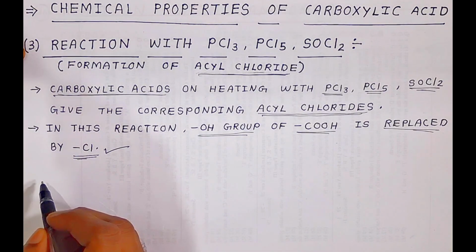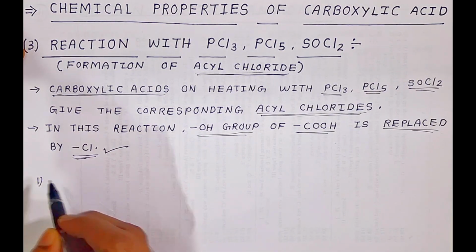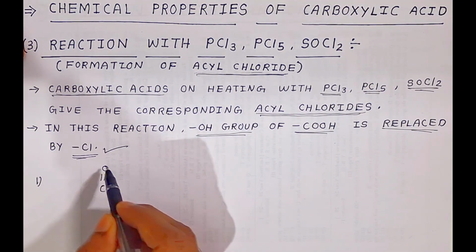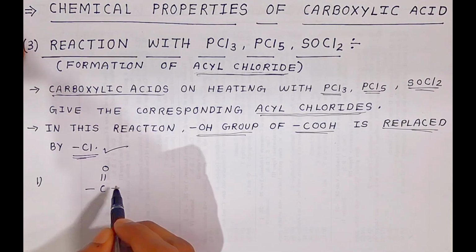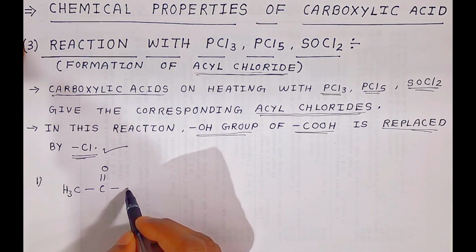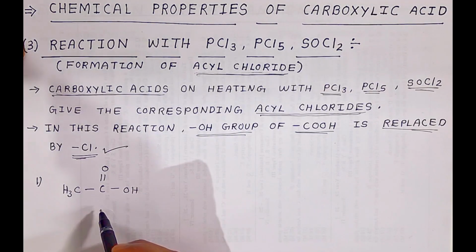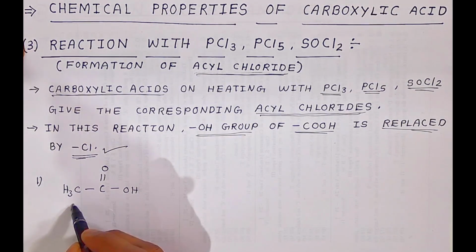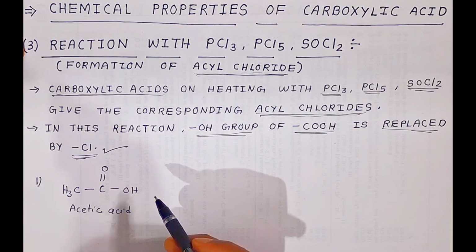So the first reaction that we are going to see here, suppose I am taking acetic acid, a carboxylic acid. First, the acid is what? Carbonyl having 2 valencies, if one valency is taken by a methyl group, the other valency by hydroxyl. This is the simplest carboxylic acid that we call acetic acid. So students, you have acetic acid.